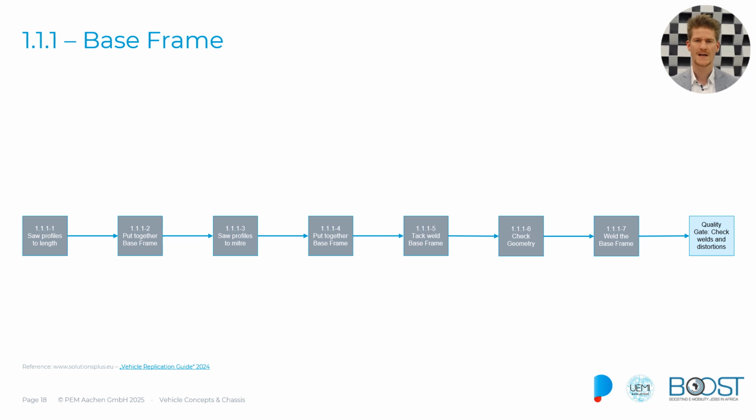So let's have a look at the process for this base frame. On the left-hand side we see that it starts with the sawing of the profiles to length, then we put the base frame together, see if everything fits geometrically, and then we saw the profiles to measure. We will tack weld them, again check the geometry, and then we will fully weld the base frame in one part. After that we have the base frame, and we'll do some quality checks on the welds and see how much the welding distortion actually is.